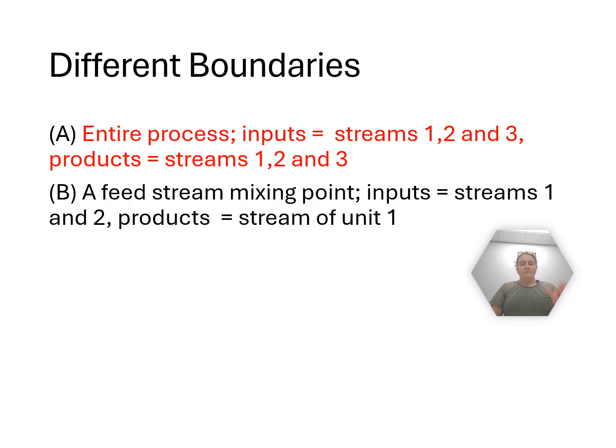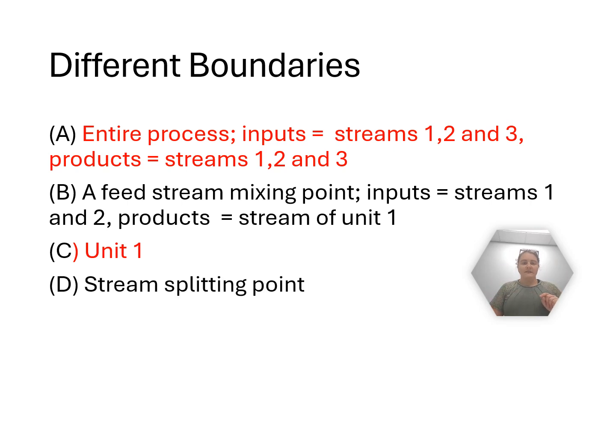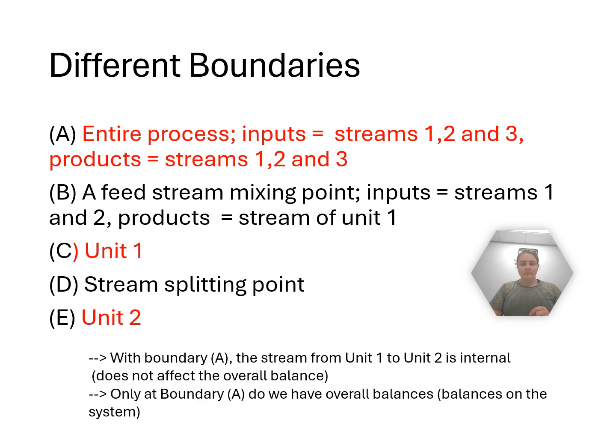B is what's called a mixing point. Two streams are coming together, not necessarily in a specific unit, but we have stream 1 and stream 2, and the product is just the stream 1 that goes into unit 1. So we've got to be very careful there. C is just unit 1 by itself, so we just draw a box around unit 1. D is a stream splitting point. A splitting point means 2 things diverge from one common point of origin. And then E is going to be specifically just that process unit for unit 2.